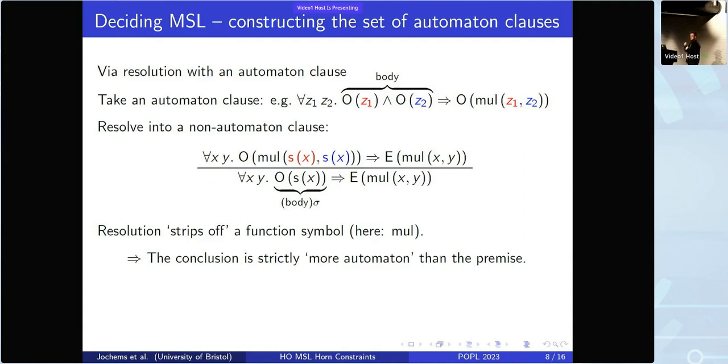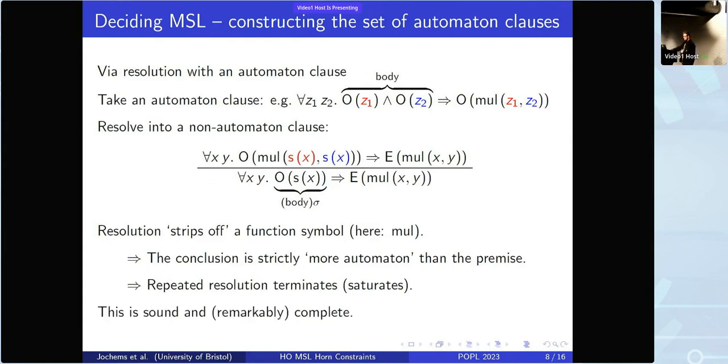So if we keep repeating this, keep applying resolution with automaton clauses, eventually we'll end up with just automaton clauses. And it will terminate and saturate. So starting with a set of MSL clauses, we just keep applying resolution until we end up with a set of automaton clauses. And the key part here is that there are only finitely many automaton clauses, and that this is a well-founded order that's going down strictly. Yeah, and this is sound and remarkably complete for the MSL fragment.